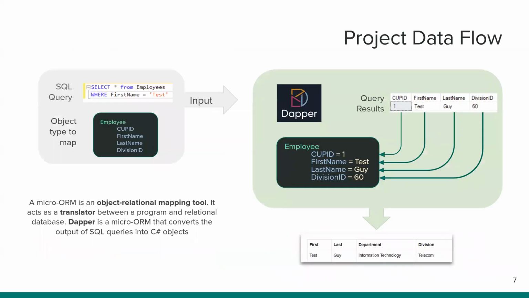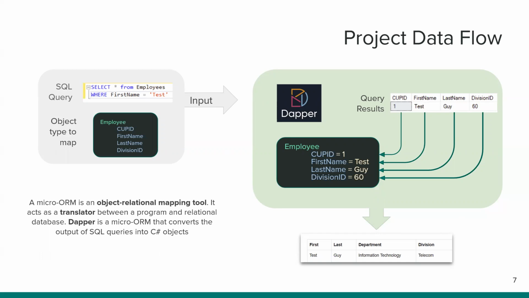So this diagram shows how data flows in our application. For development, we stored about 50 test data records in a local SQL Server database. So when our app needs to access employee data, it has to use a tool called a micro ORM, or micro object relational mapping tool. In our project, we use Dapper, which is known for being super fast and lightweight.